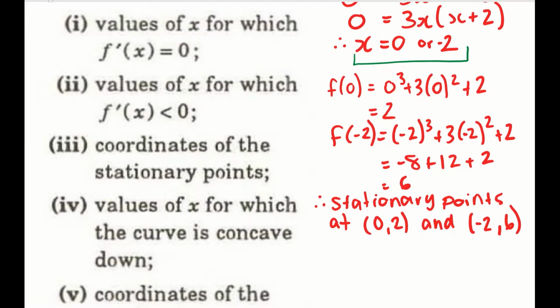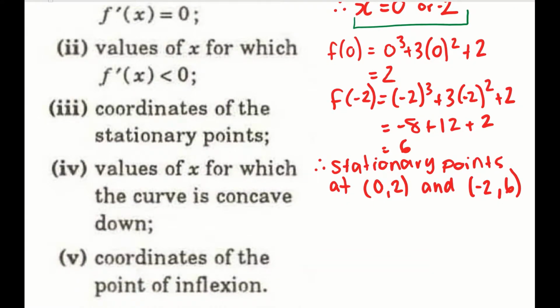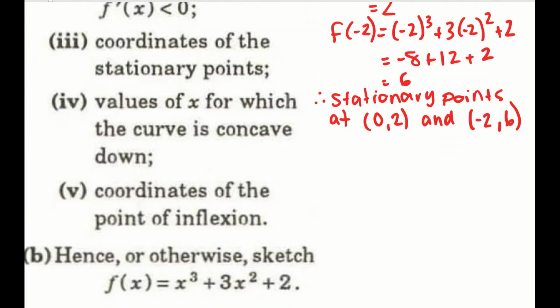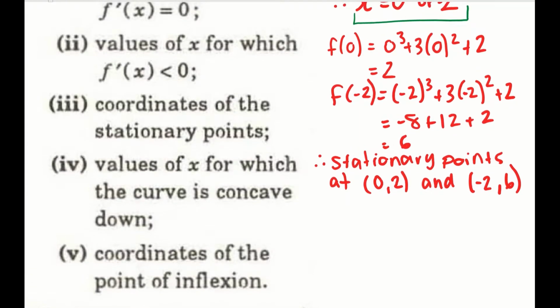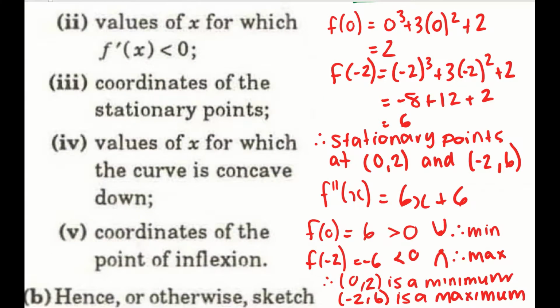Now it says values of x, so we need to find values of x for which the curve is concave down, okay? Then we have to find the points of inflection and then sketch. So I'm going to next determine the nature. I determine the nature of stationary points by taking my second derivative, subbing in the x values into that, and that's when I say are they positive or negative. So here I go. And there we have it.